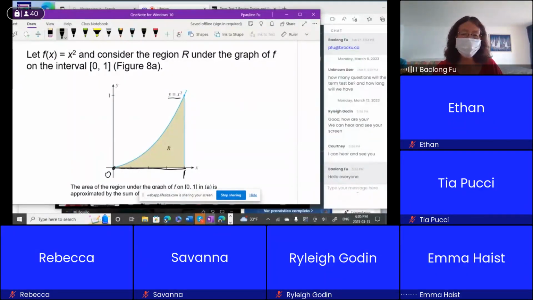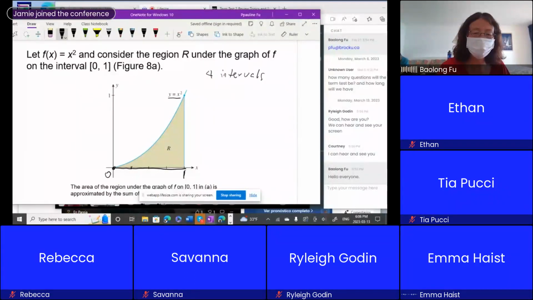To calculate this area, we can use an estimate. We can estimate the area. So how do we roughly calculate this area? We can divide this area into 4 intervals. So first of all, this given interval, we call it AB.